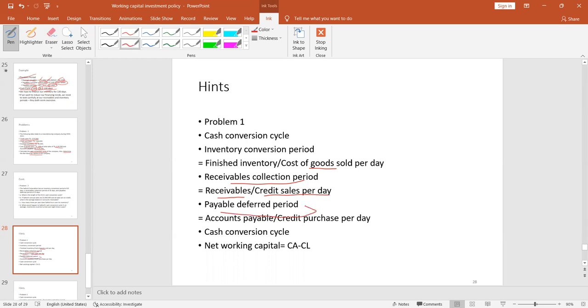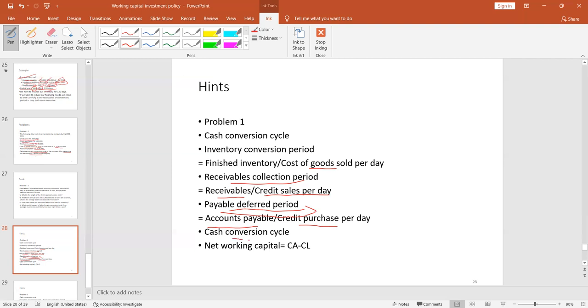And then the payables period, or sometimes we call this the payable deferred period. Why deferred? Because we are not paying today. Are we paying today? No, sir. The calculation is the same: accounts payable divided by credit purchases per day. And then the cash conversion cycle.